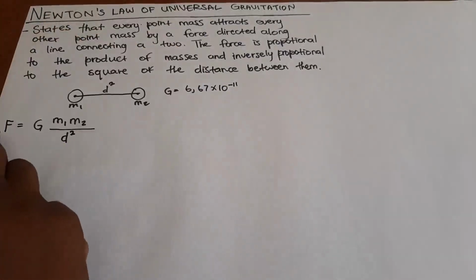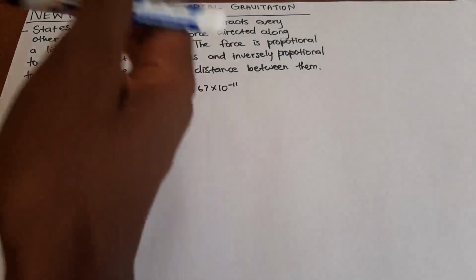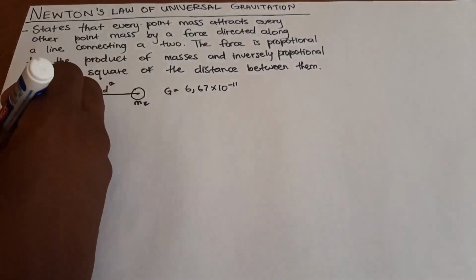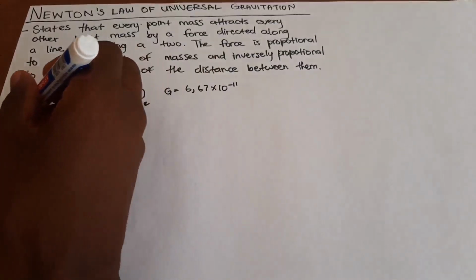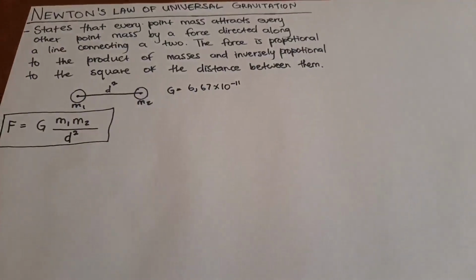As you know, our force was proportional to the product of the masses and inversely proportional to the square of the distance between them. So this is our formula that we are going to be using when calculating the force of attraction acting between two objects.